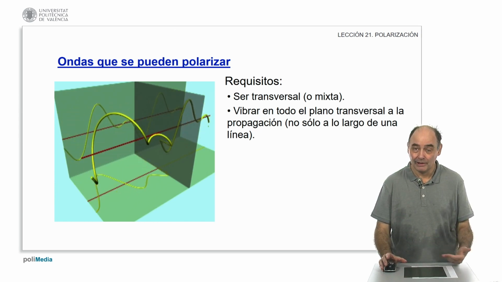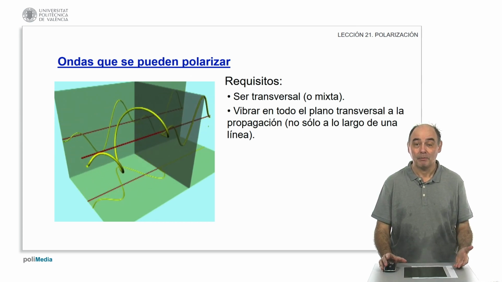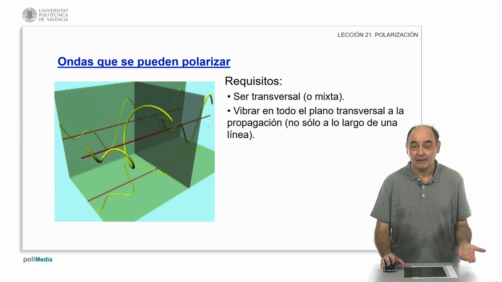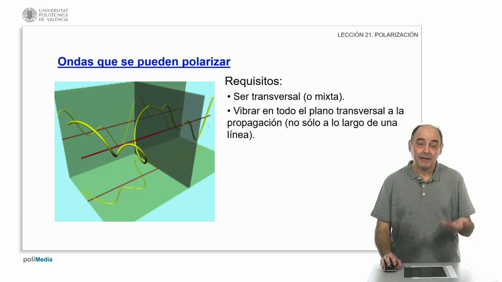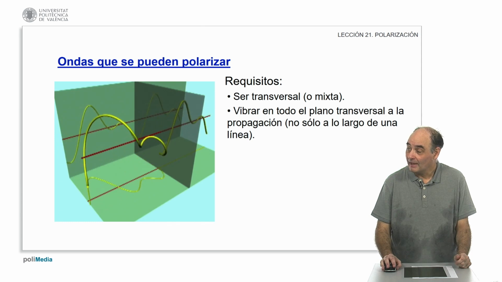They don't vibrate horizontally. By that I mean in the direction perpendicular to the propagation. And therefore, there is nothing to polarize. So what can we polarize? Well, now we will see some cases. At the moment, as I say, the ribbons of rhythmic gymnastics.